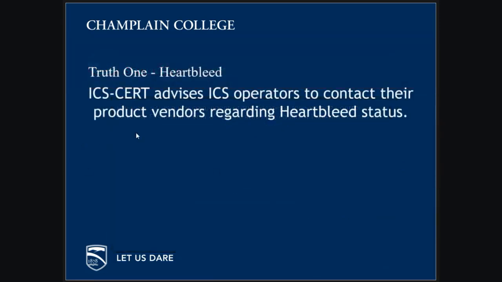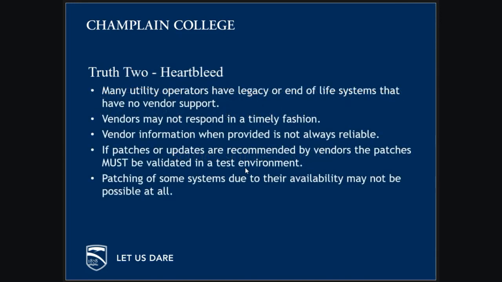So, Truth 1, Heartbleed. ICS-CERT advises the industrial control system operators to contact their product vendors regarding Heartbleed status. Sounds pretty simple, right? Well, Truth number 2. Many utility operators have legacy or end-of-life systems that have no vendor support. Vendors may not respond in a timely fashion. Vendor information, when provided, is not always reliable.